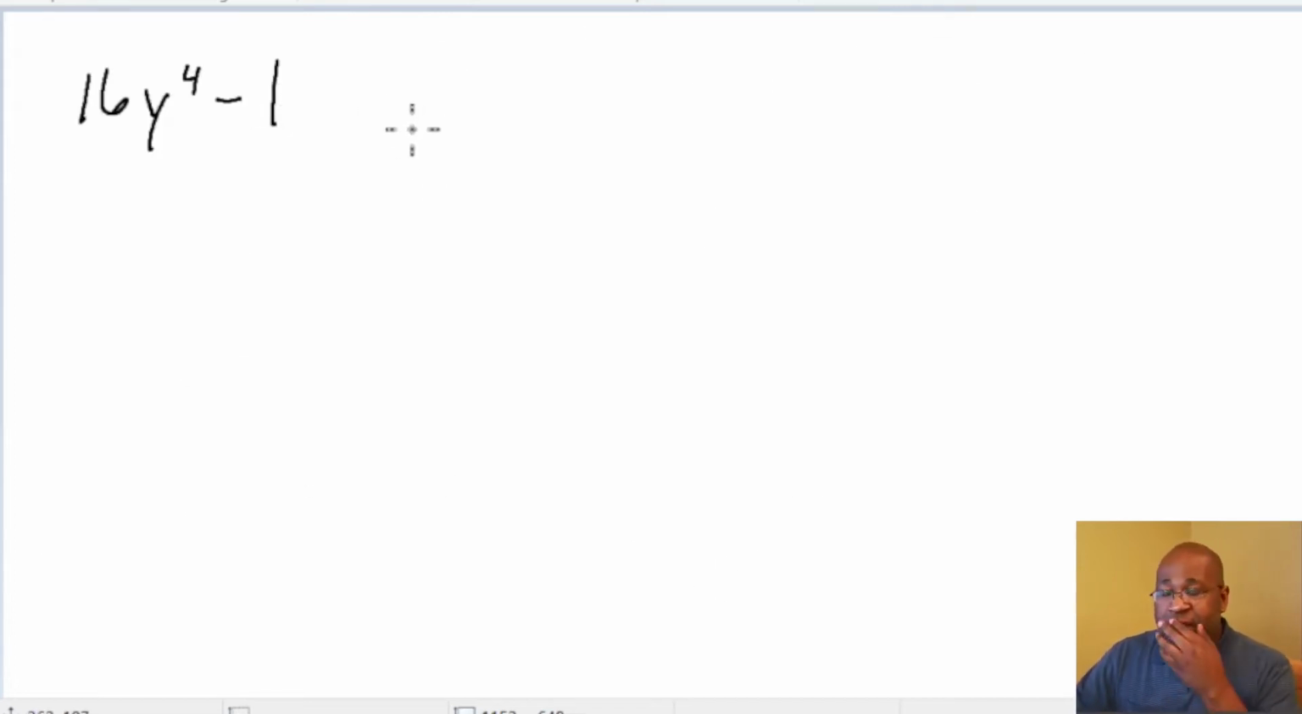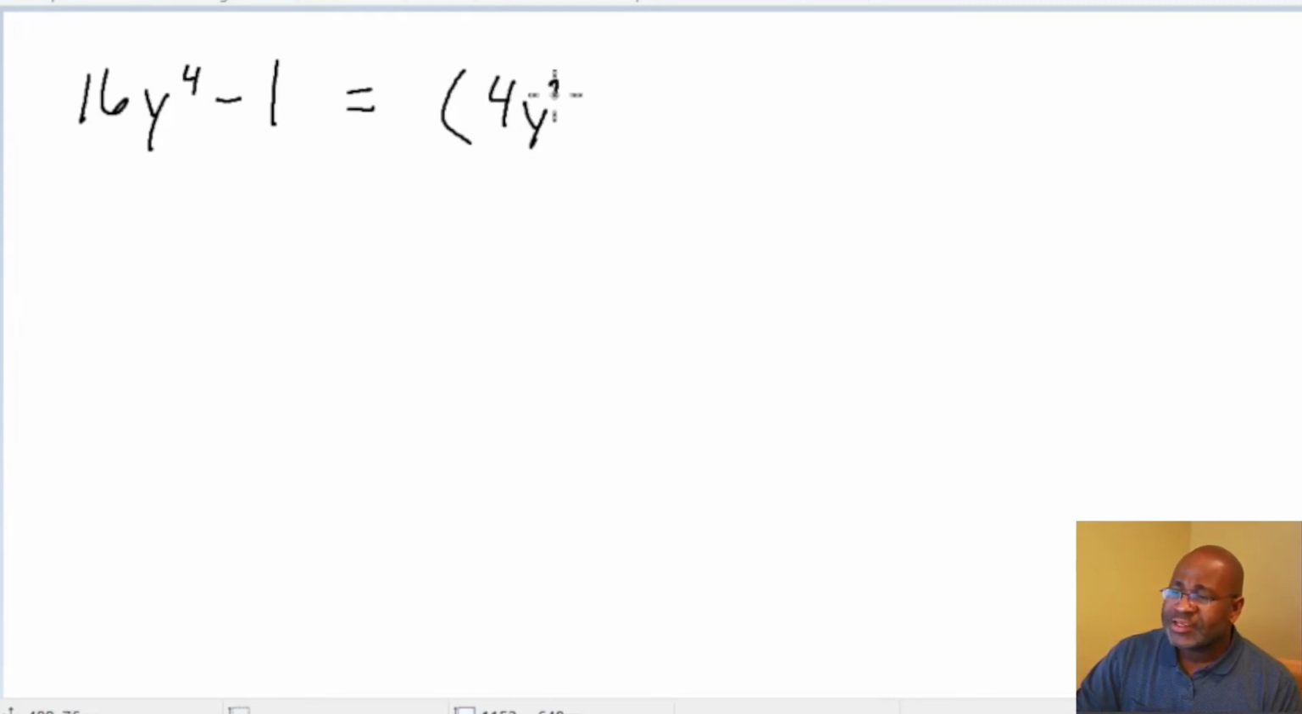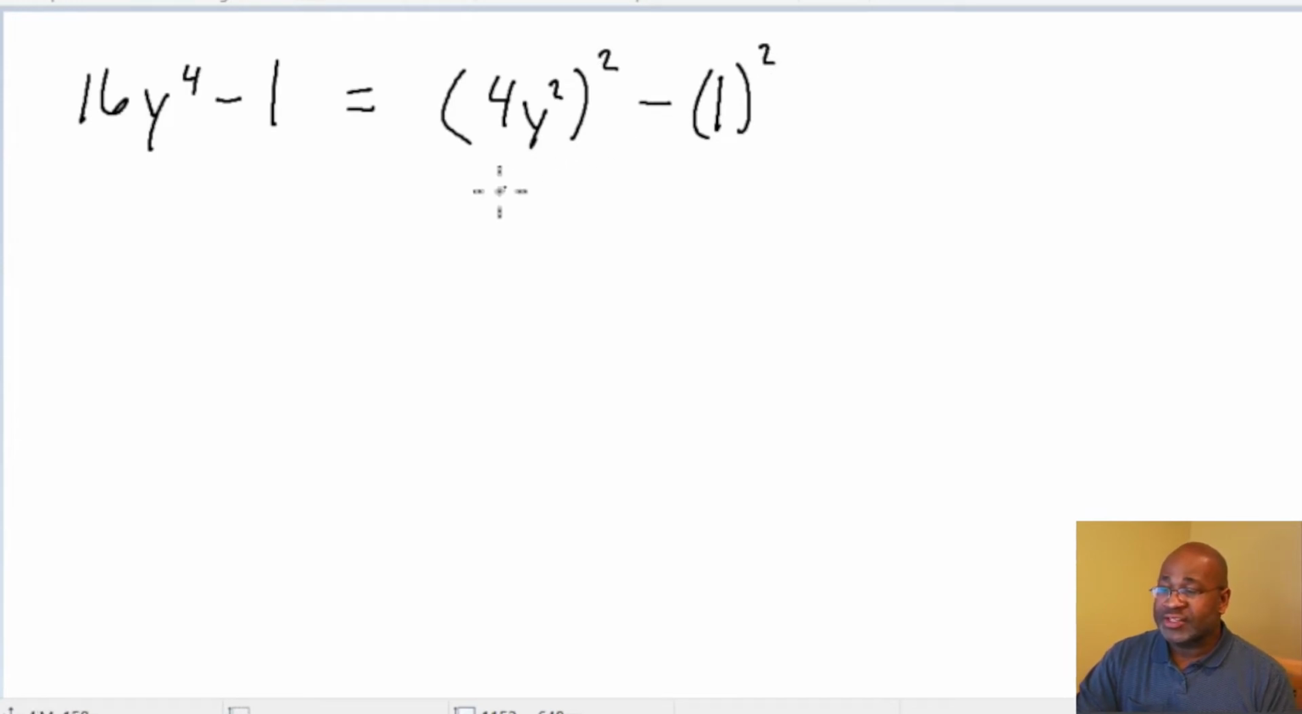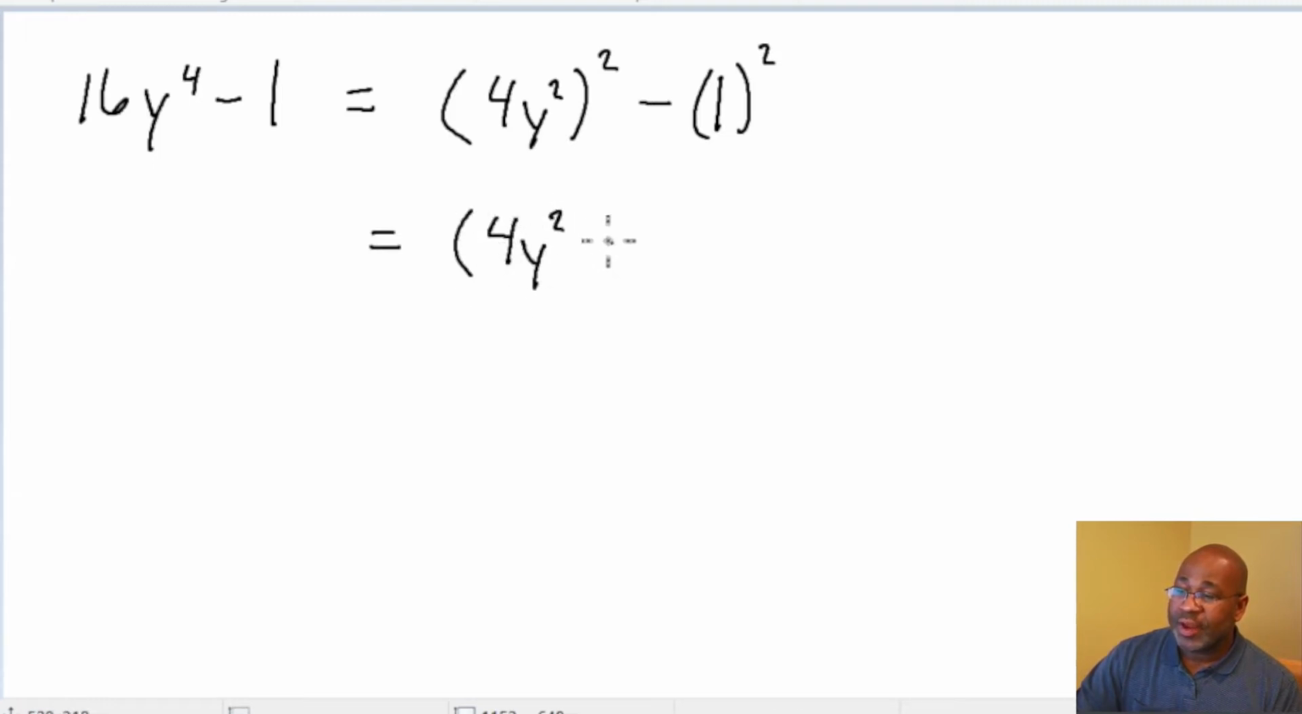For our last example here, we're going to look at 16y to the fourth minus 1. So once again, we want to express these as squares. So 16y to the fourth, well, that's 4y squared, quantity squared. And 1, of course, is its own square. So we can write that as 1 squared. So following the formula here, this will give us 4y squared plus 1 times 4y squared minus 1.